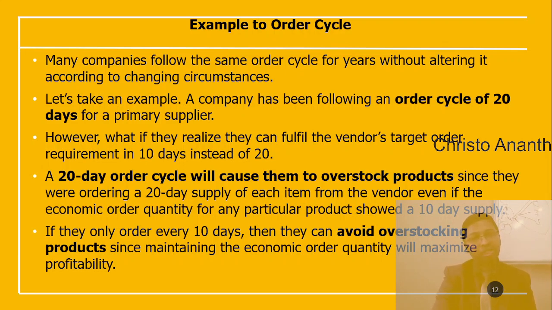A 20-day order cycle may cause them to overstock the product, because they were ordering a 20-day supply of each item from the vendor, even if the EOQ, economic order quantity, for a particular product showed a 10-day supply. If they only order every 10 days, they can avoid overstocking products. Maintaining the economic order quantity will actually improve your profit.